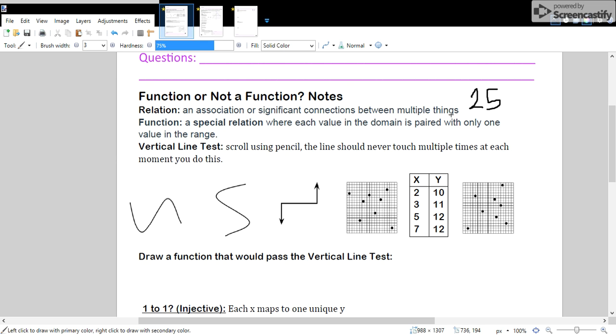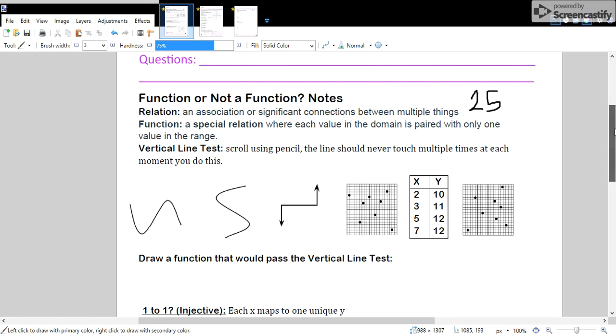We're on page 25 of our linear functions booklet. At the top of your booklet page, go ahead and write down any questions you may have on the page. So we have function or not a function notes.